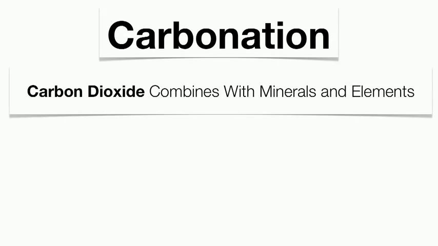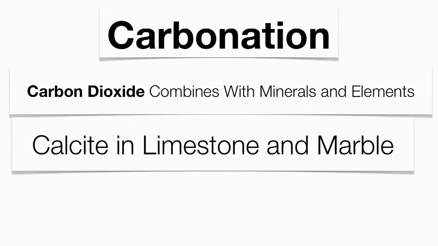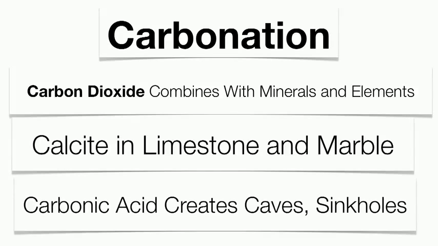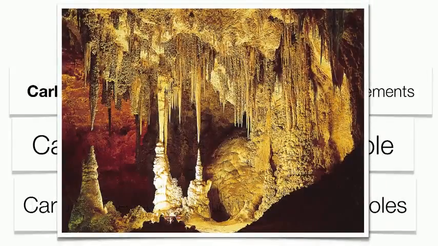Next type is what we call carbonation, and this is where carbon dioxide combines with the minerals and elements in a rock and attacks it. Specifically, there's a mineral calcite that gets attacked. What happens here is that you tend to get carbonic acid. The carbon dioxide dissolves into water and creates a very weak acid called carbonic acid that attacks the calcite in limestone or marble. If you're given enough time, that rock gets eaten away and it creates features underground called caves or sinkholes. So here's kind of what a cave system might look like.